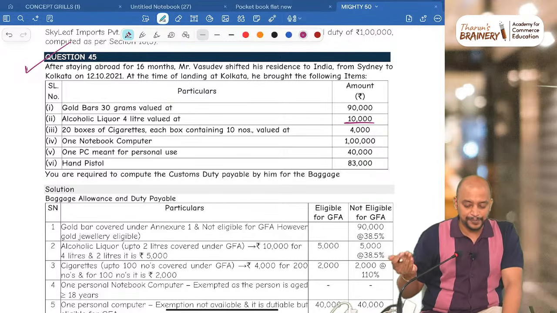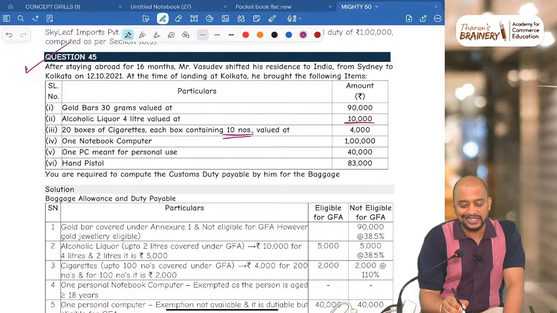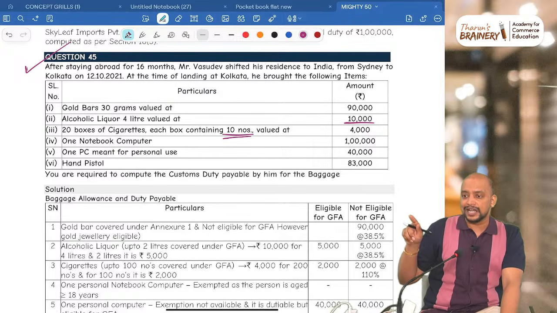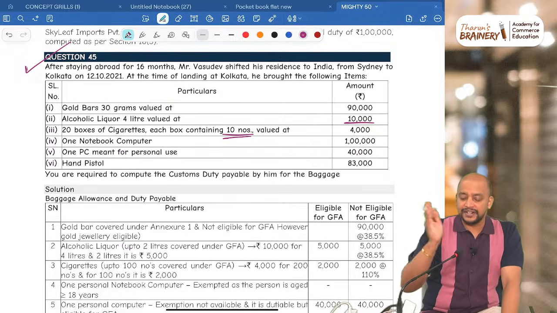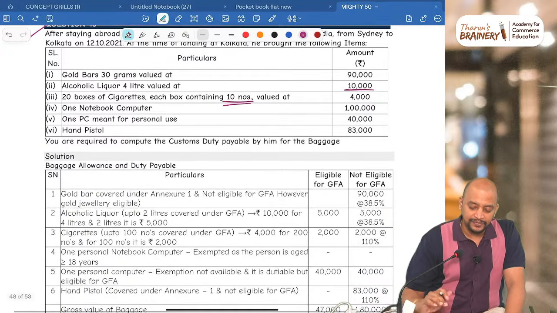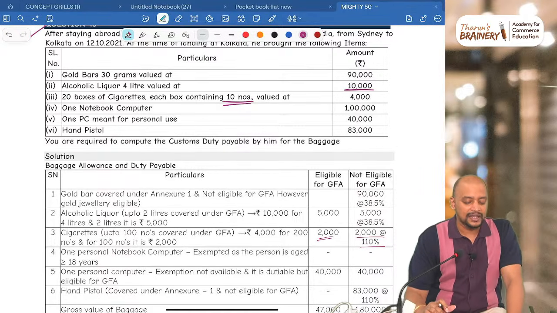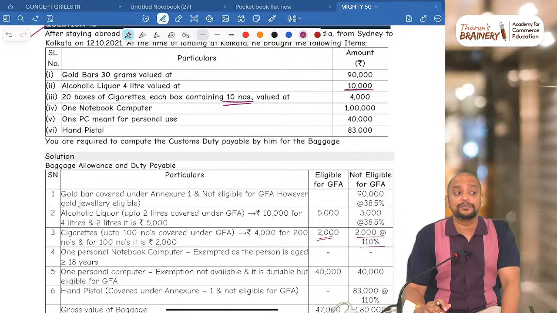See the answer. Then 20 boxes of cigarettes, each box containing 10 numbers. So 20 into 10, 200. 100 will come under eligible for GFA, remaining 100 will not be eligible for GFA. So therefore it will be 110%. So 2,000 into 110%, but 2,000 eligible for GFA. Because cigarettes exceeding 100, 110%.